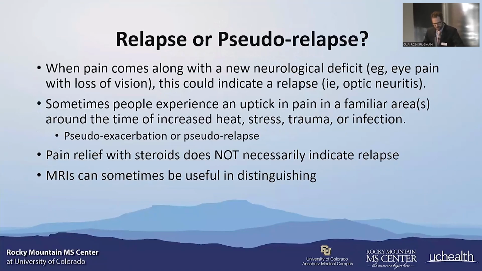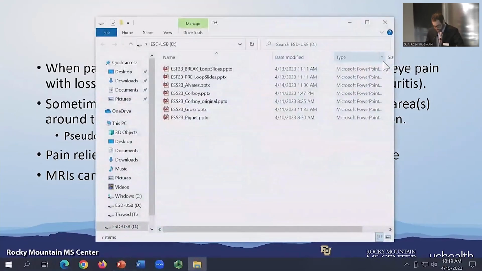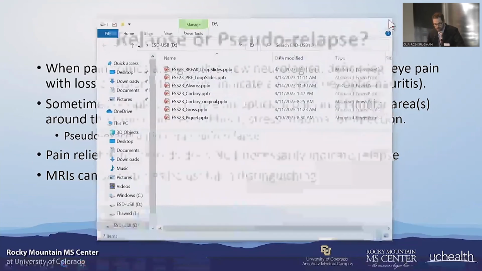We know that sometimes pain is a marker of inflammatory activity, for instance, if somebody's having eye pain with loss of vision, that could indicate a relapse, for instance, optic neuritis. Sorry about that.